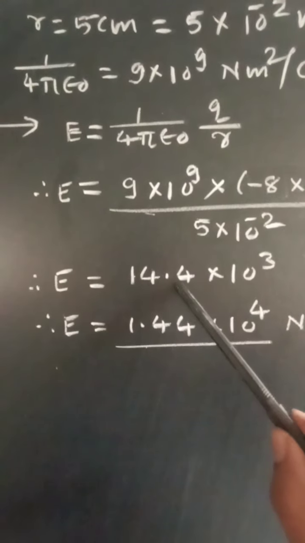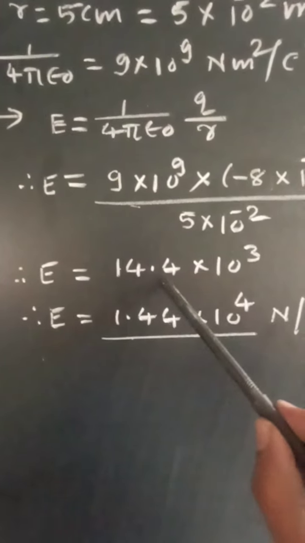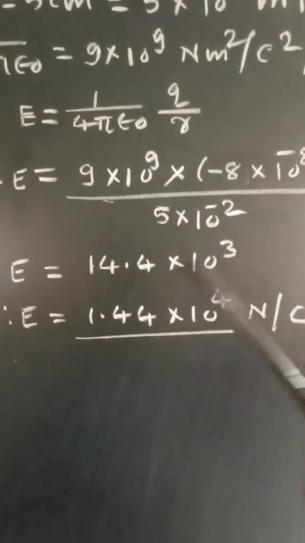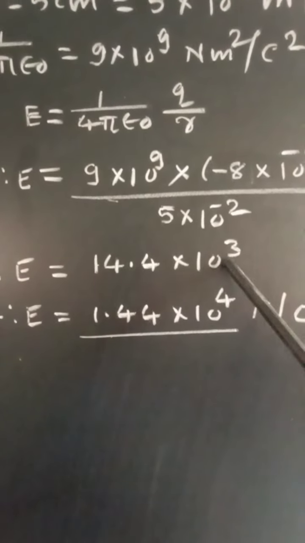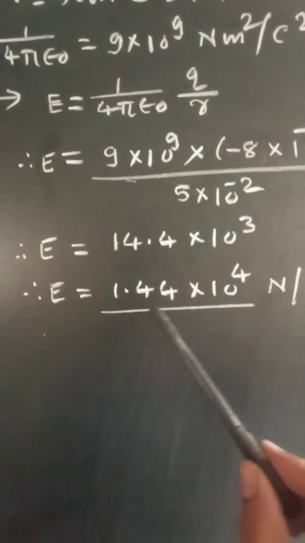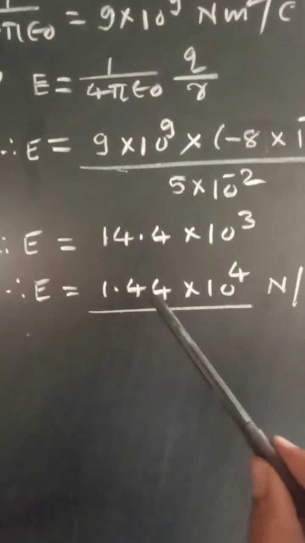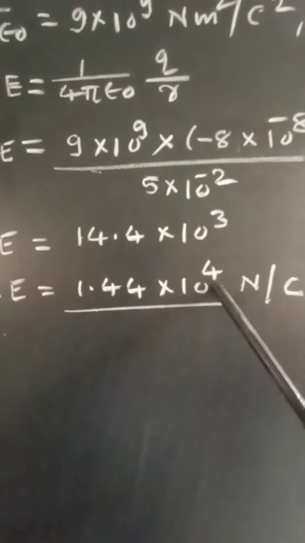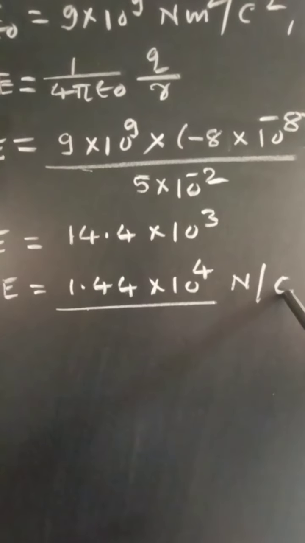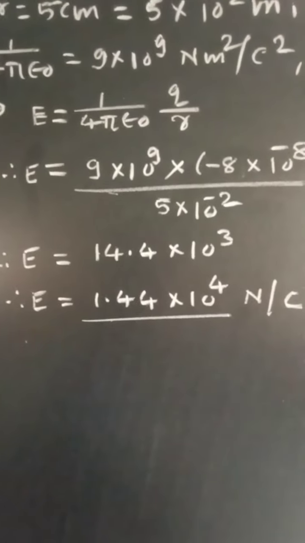Here only the magnitude is considered, and therefore E will be equal to 14.4 into 10 raised to 3, and therefore that electric field E will be equal to 1.44 into 10 raised to 4 Newton per coulomb. This will be the required electric field due to that given charge.